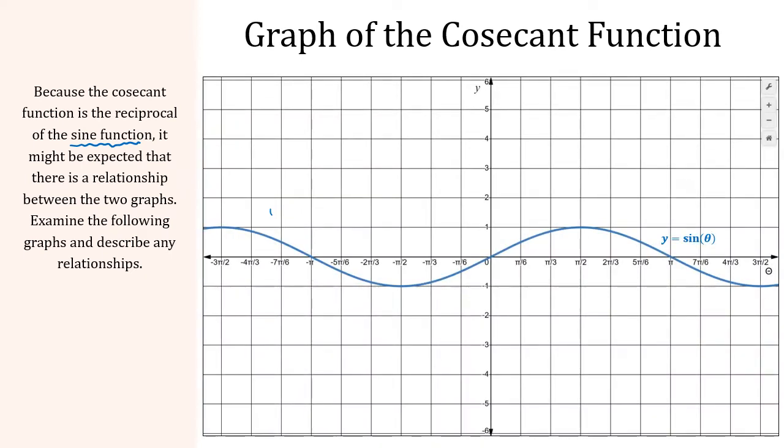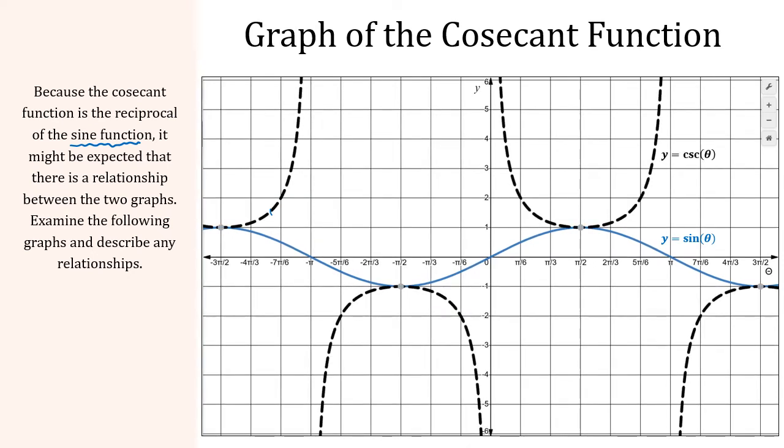We have the sine function. We've seen that before. This is what the cosecant function looks like. And notice that unlike the sine function, the cosecant function does have vertical asymptotes, doesn't it? It looks like a bunch of individual graphs, but in fact, all of those dashed lines make up the cosecant function.